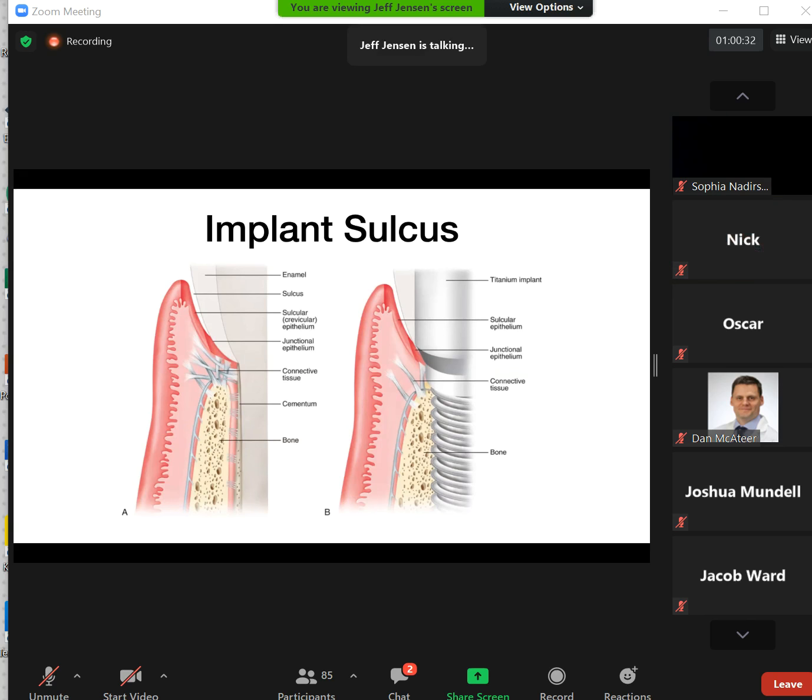So this is essentially illustrating what we just talked about. You can see those connective tissue fibers on the right where the implant is are more parallel. And you might have a little junctional epithelium attachment.